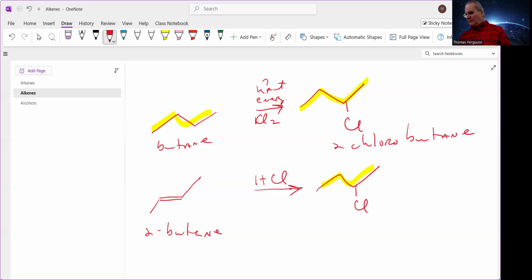Okay, does everyone see how if I start with 2-butene, I can get 2-chlorobutane? We're adding HCl across that double bond. Sometimes you get a mixture, sometimes you don't. In this case, we theoretically get a mixture, but we end up with the same molecule.